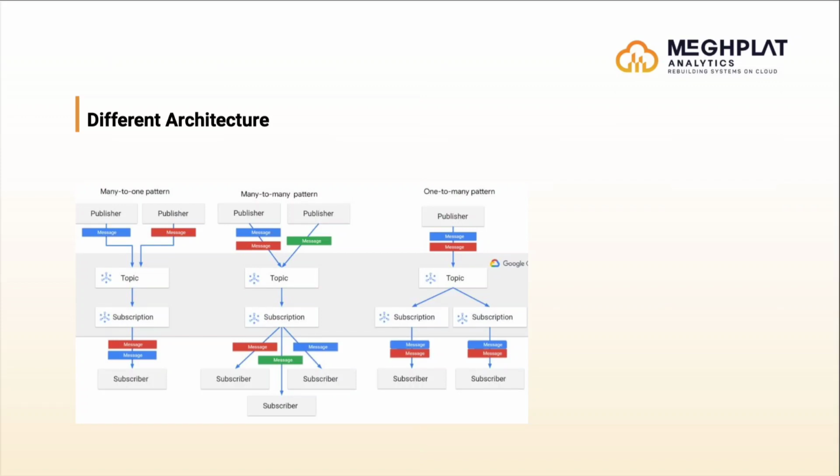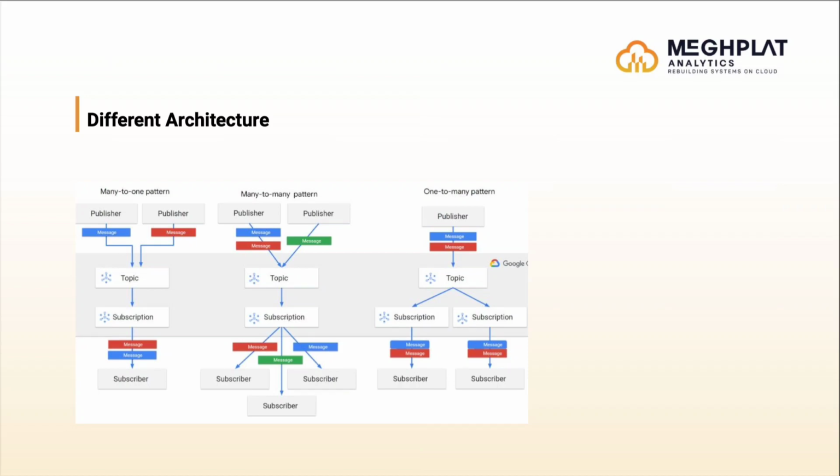Then comes one-to-one. In a one-to-one PubSub architecture, a single publisher sends messages to a single subscriber. This architecture is useful for sending messages that are only relevant to a specific subscriber. For example, a customer relationship management system might use a one-to-one PubSub architecture to send notifications to individual customers about their accounts. The publisher would be the CRM system and the subscribers would be the customers.